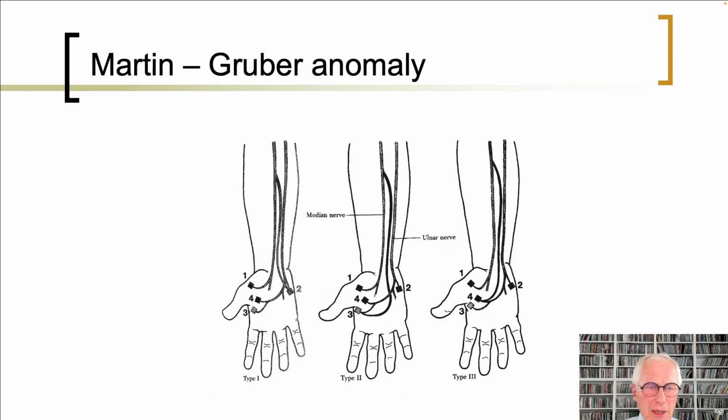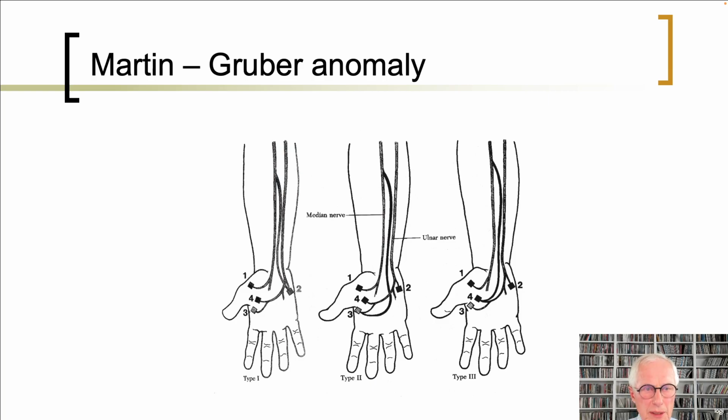You have to keep in mind that there are fibers coming from the median nerve to the ulnar nerve in the forearm. Usually the fibers come through the anterior interosseous branch of the median nerve to the ulnar nerve, and they may innervate various ulnar muscles in the hand.